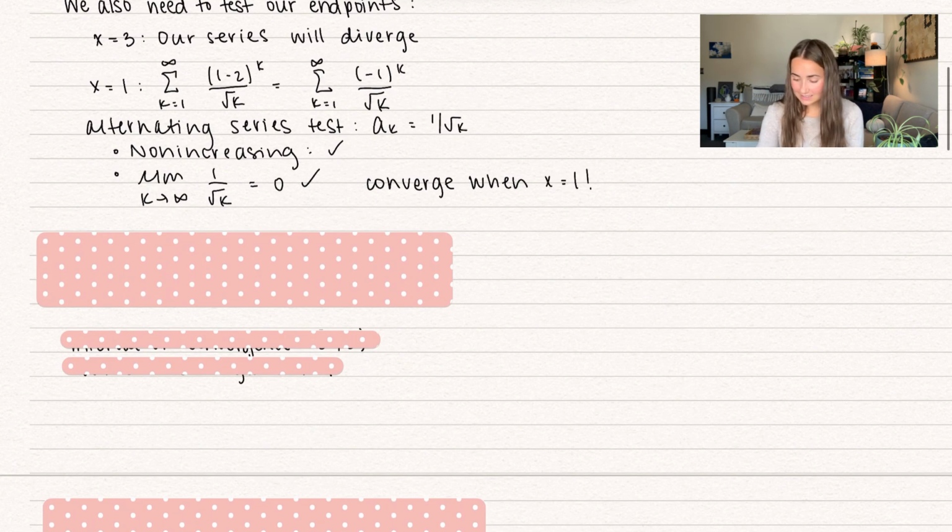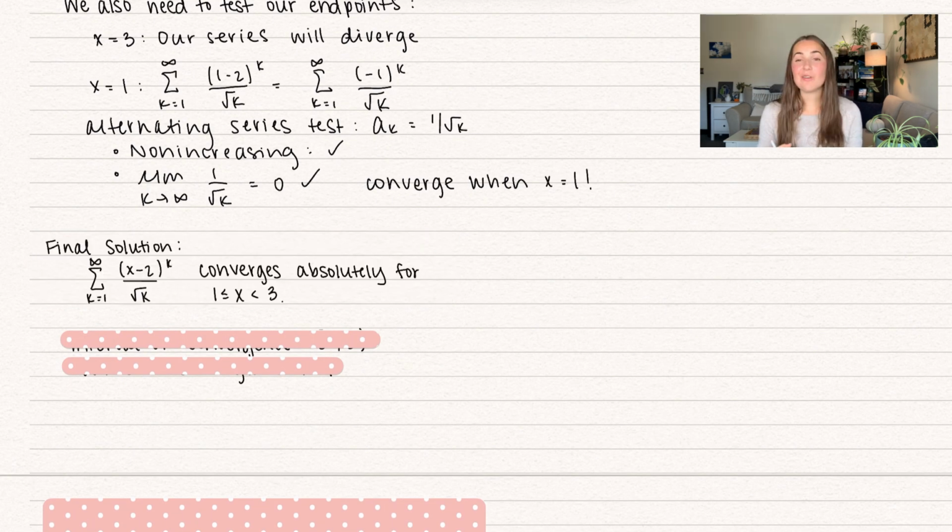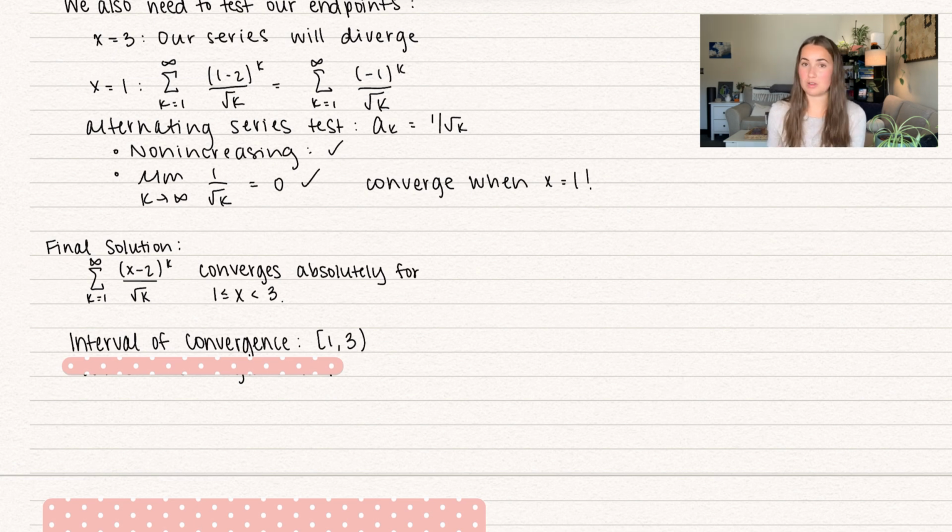So what does that tell us about our series? We know this series is going to converge absolutely when x is bounded between 1 and 3, and x can also equal 1. So what other pieces of information do we know about this series? We know the interval of convergence is going to be between 1 and 3. We are going to include 1, we're not going to include 3.